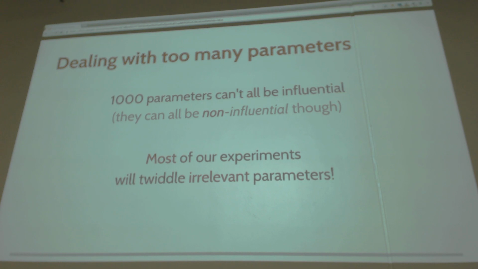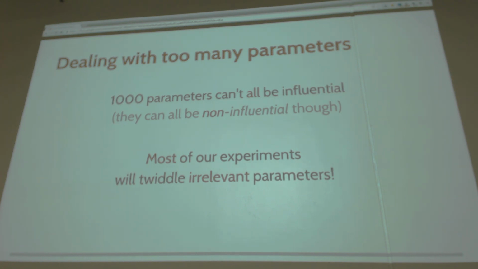Okay, so let us talk about how we can deal with a lot of parameters. Suppose we have a model with 1,000 parameters. 1,000 parameters cannot all be influential. It cannot be that each of them has a degree of influence that's more than 1/1,000, and a degree of influence of 1/1,000 is not very big. So they can very well all be non-influential, but they cannot all be influential.